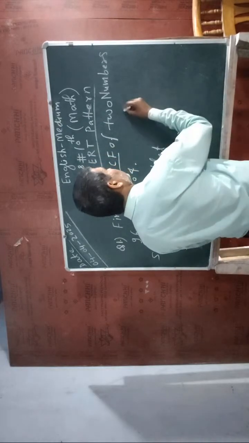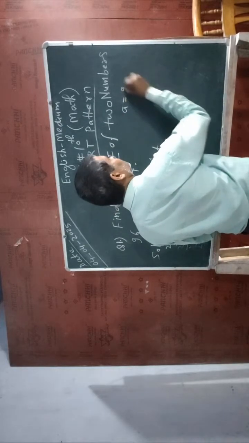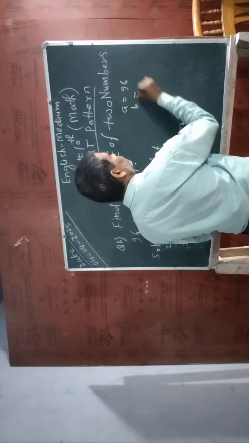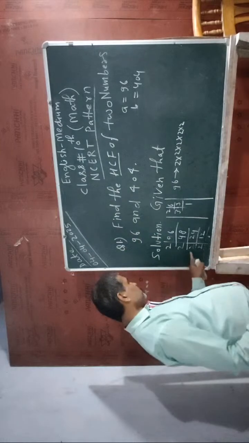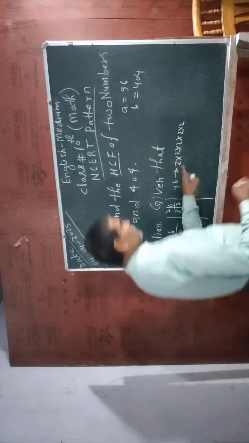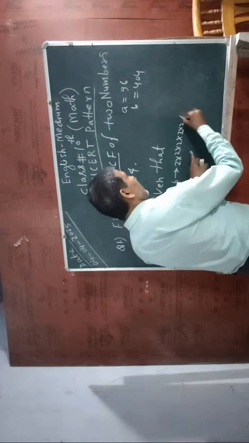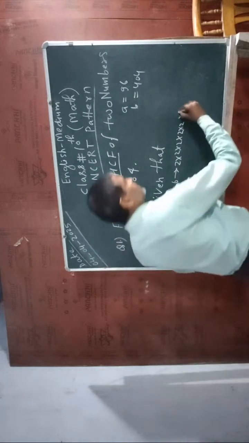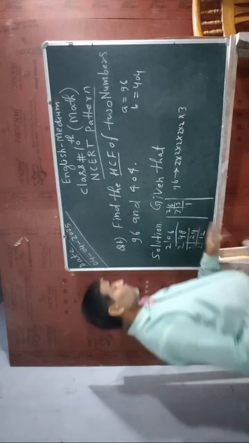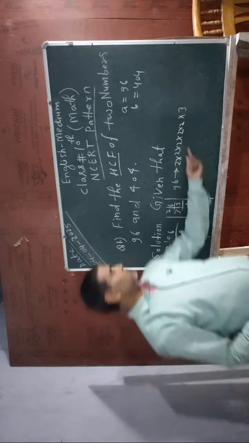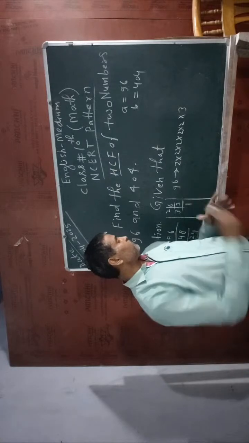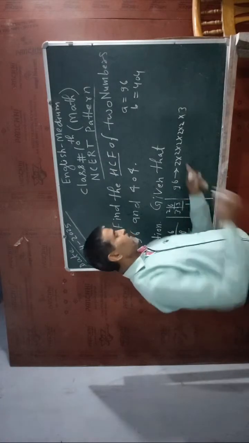So here I will write A is equal to 96 and B is equal to 404. 96 is 2 to the power 5, and the other factor will be 3. So the prime factor of 96 is this one.